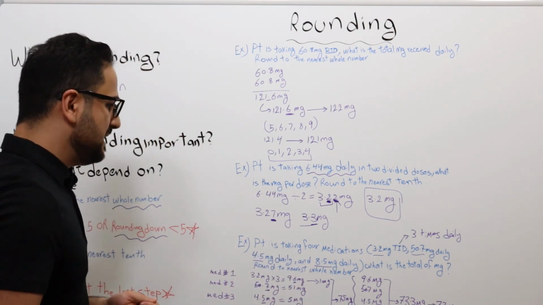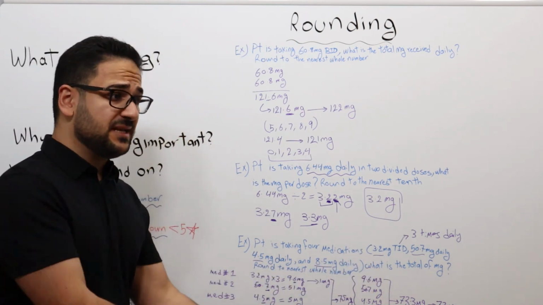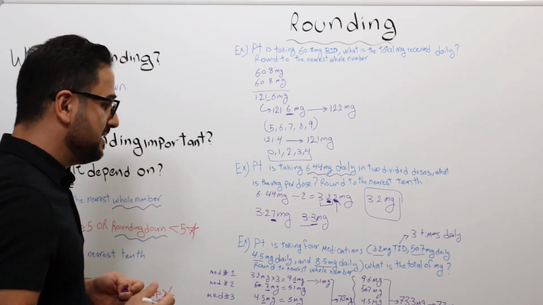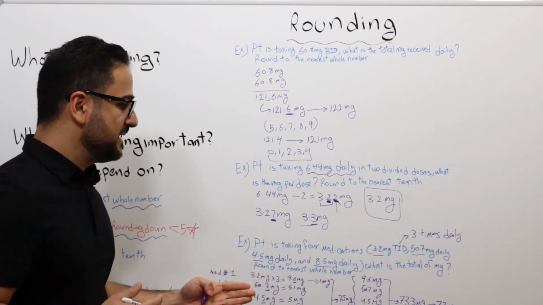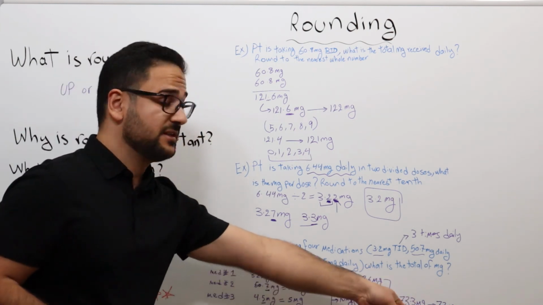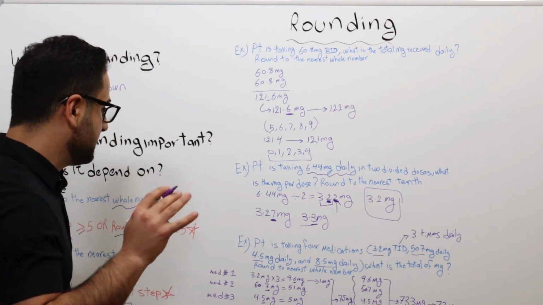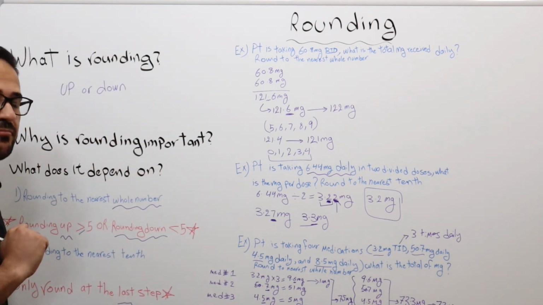And this could be very important for dosing this medication for a pediatric patient, for a child. It could be important in terms of efficacy, in terms of how effective this medication is, if we give a low dose or the correct dose. This is why it's really important to round only at the last step.